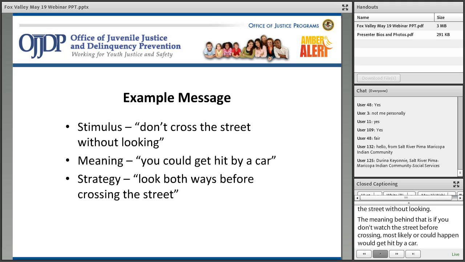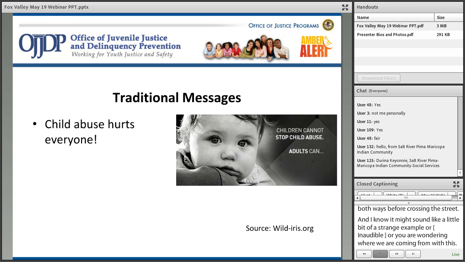And I know it might sound like a strange example or a silly example, or you're wondering where I'm coming from with this. But if you think about the everyday messages that we receive and the messages that we're trying to get across, we really need to figure out what stimulates the group, the meaning behind our message, and the strategies that we need to share with everybody in order to feel the full effect or the meaning of the messages that we're trying to get across.